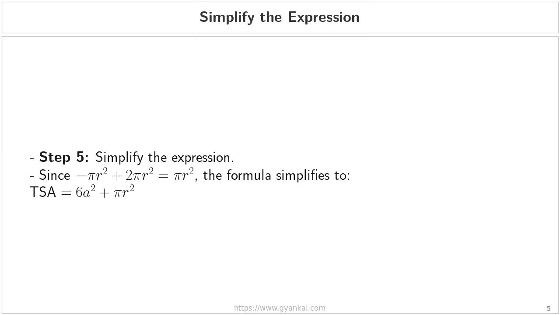Therefore, our final simplified formula for the total surface area of the paperweight is 6 a squared plus pi r squared. This elegant little formula tells us that the total area is essentially the surface of the cube, plus the extra area added by the dome of the hemisphere.